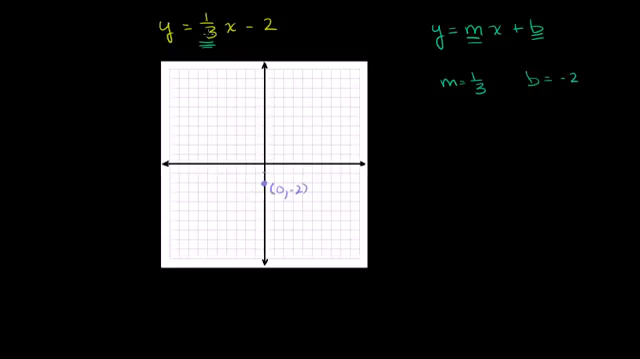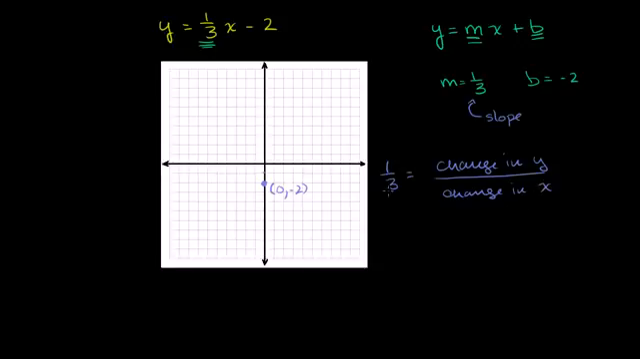Now, this 1/3 tells us the slope of the line. How much do we change in y for any change in x? So that right there is the slope. It tells us that 1/3 is equal to the change in y over the change in x. Or another way to think about it, if x changes by 3, then y will change by 1. So let me graph that.